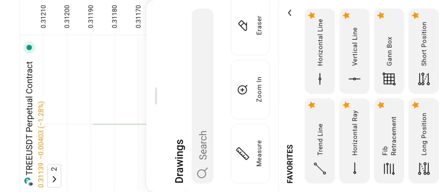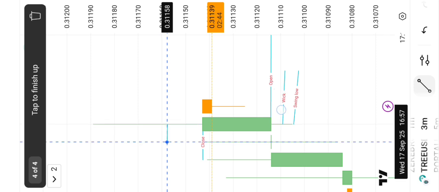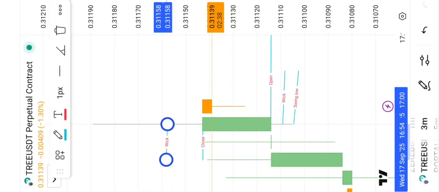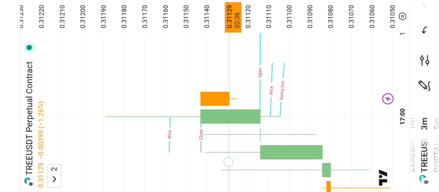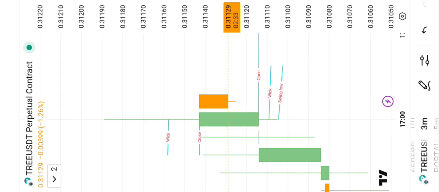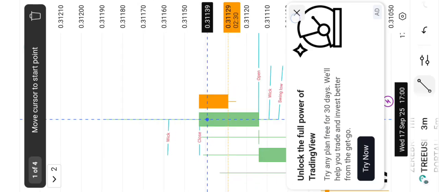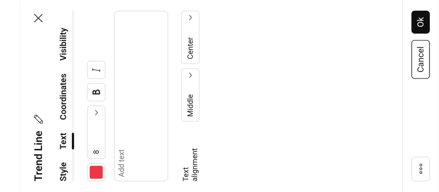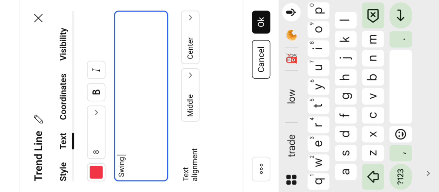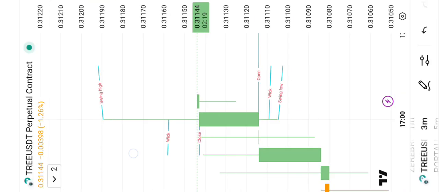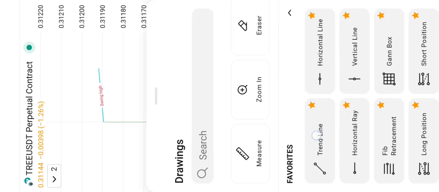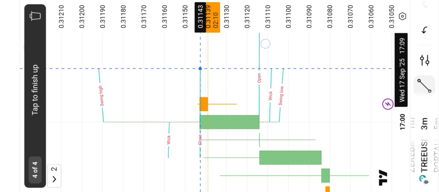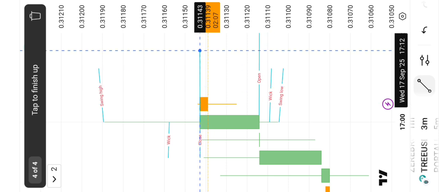So this is the wick. And this is the swing high of that candle. Swing high. So as it closes, another candle opens at this same spot. This is where it opens. You cannot determine if it's bullish or bearish, but on the way, we'll get to know.